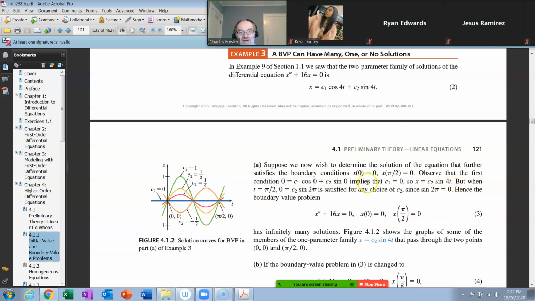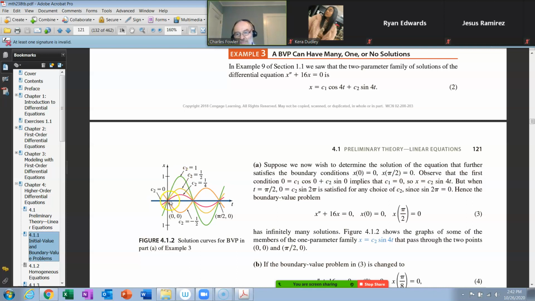So c2 can be any number in the world. Any value of c2 would work, because sine of 2 pi is equal to 0. Therefore, this boundary value problem with those boundary conditions has infinitely many solutions. You see 4 of them listed there.